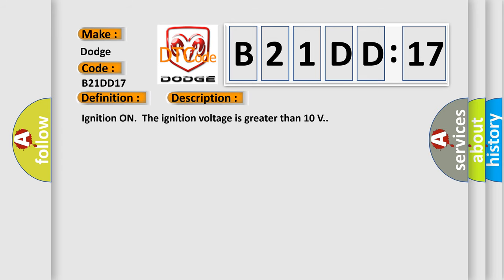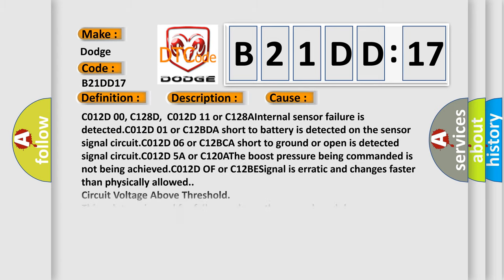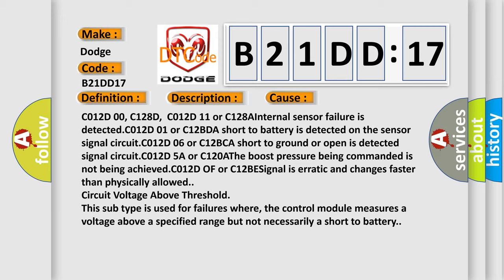Ignition on, the ignition voltage is greater than 10 volts. This diagnostic error occurs most often in these cases: C012D00, C128D, C012D11 or C128A. Internal sensor failure is detected. C012D01 or C12BDA. Short to battery is detected on the sensor signal circuit. C012D06 or C12BCA. Short to ground or open is detected. Signal circuit.